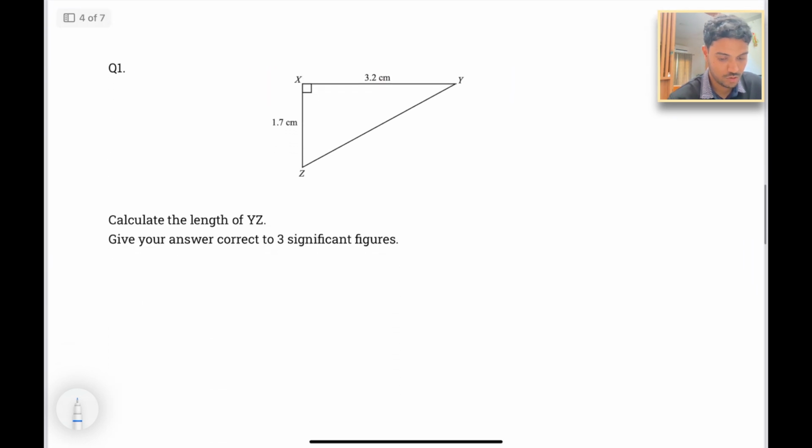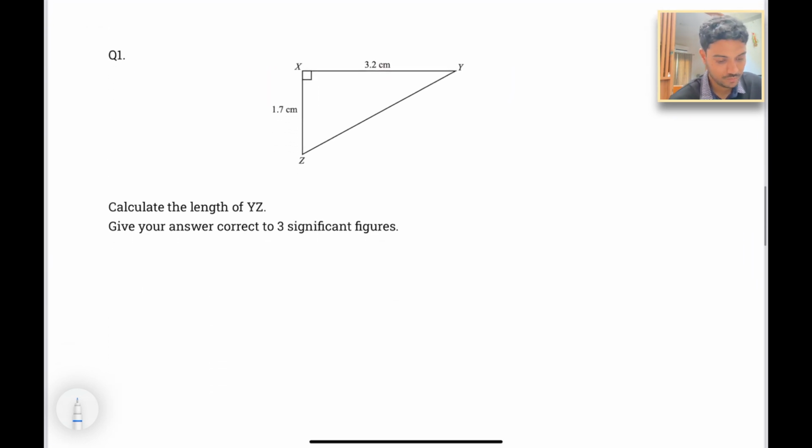So let's try question number 1. This is a right angle triangle, x, y and z, right angle at x. It says calculate the length of yz, give your answer correct up to 3 significant figures. Here two sides are already known to us and one side is missing, so we can simply apply Pythagoras theorem to find the missing side.